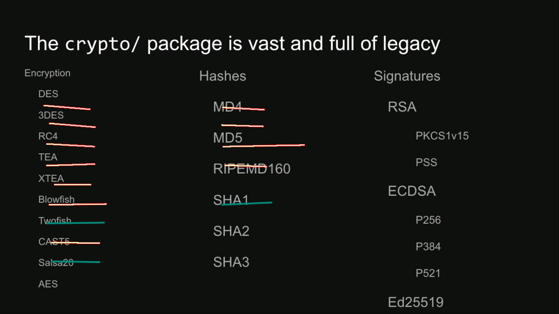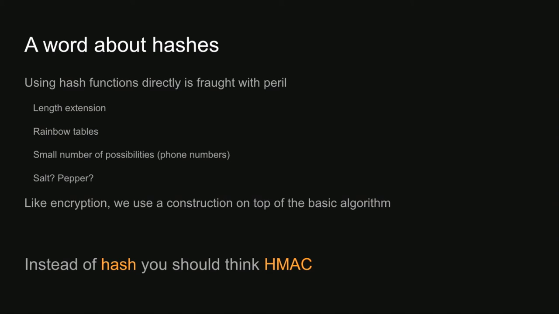But like with encryption, we're actually not going to use the hash function directly, because using hash functions directly has historically caused a lot of trouble. You've probably heard of length extension, rainbow tables. Maybe you've heard that you need to salt your hashes or put pepper on them, a variety of other spices. And it's all mysterious and complicated. And the reason is because hash functions directly are a pretty fragile construction. So instead, we're going to build something on top of hashes that takes care of most of those problems for us. And specifically, that construction is going to be called HMAC. So it's 2016. Whenever you think of a hash for a cryptographic purpose, you should instead use HMAC.